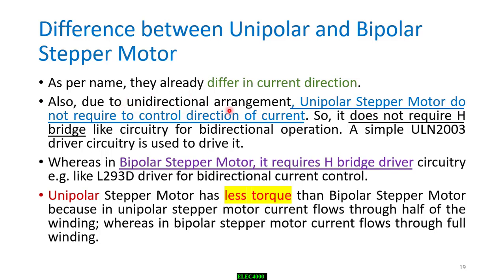Also, due to the unidirectional arrangement, a unipolar stepper motor does not require controlling the direction of the current. Now, the unipolar stepper motor has less torque compared to the bipolar stepper motor, because the current flows in only half of the winding, and the second half is not energized. Basically, this is the idea of stepper motors.